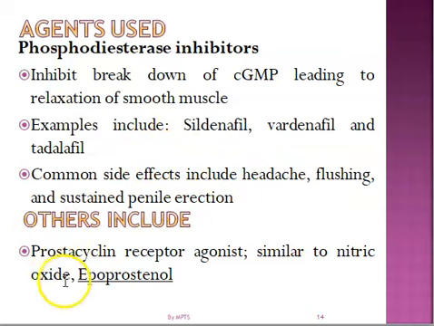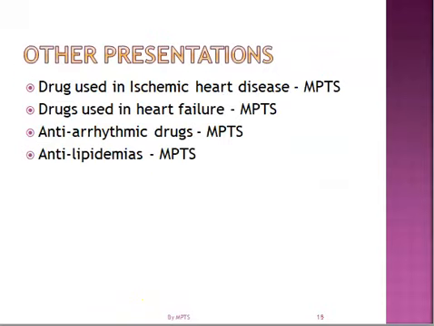Now, the others that can be used are prostacyclin agonists, similar to nitric oxide, such as epoprostenol. These are the other ones which you have.